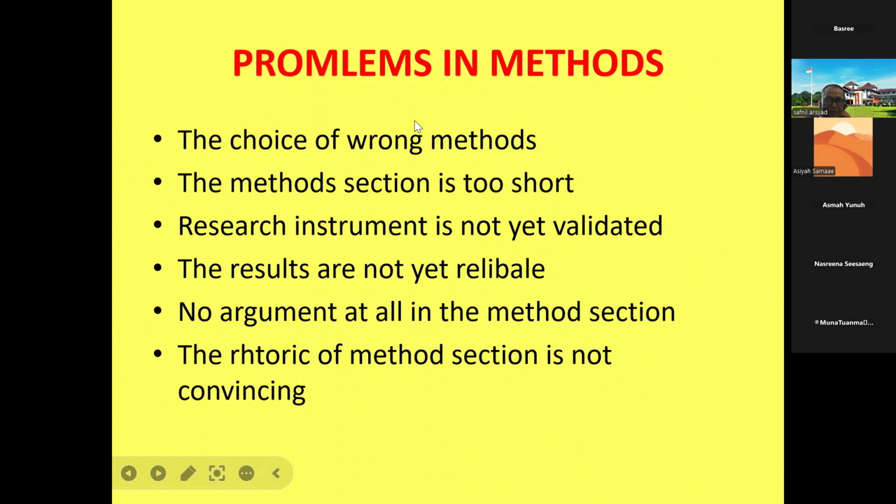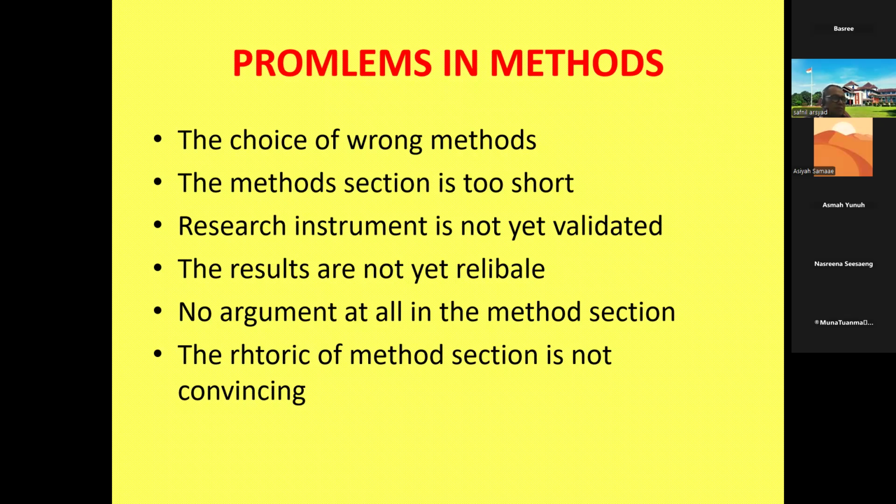problems in methods. The first is the choice of a wrong method. What I mean by wrong method is that the choice of your method does not go together with the research objectives or research question. So readers cannot believe that by choosing a particular method, you can find a good answer or the right answer to your research question.